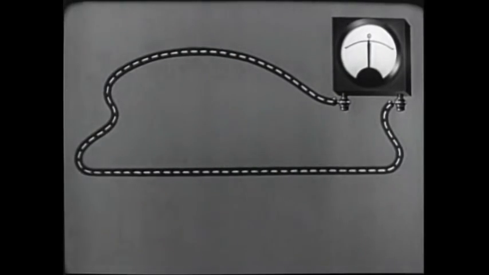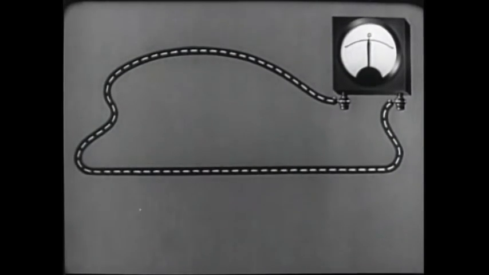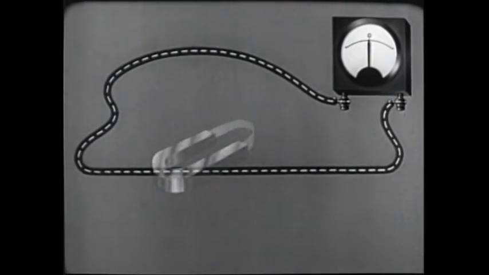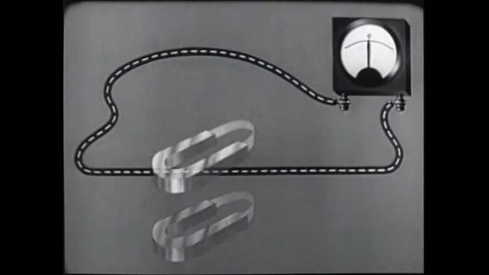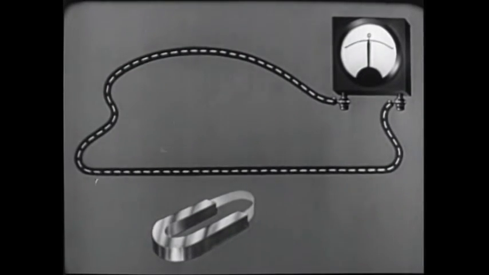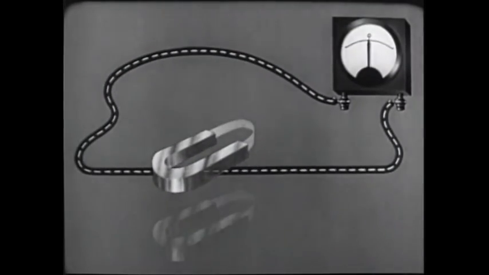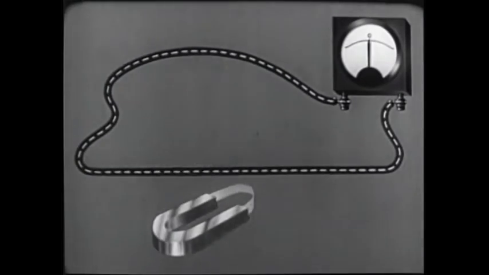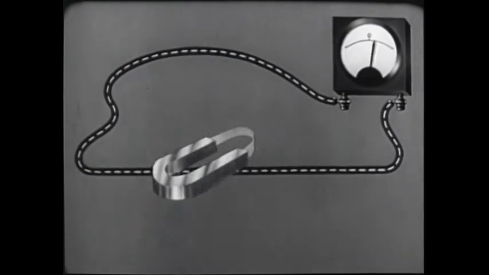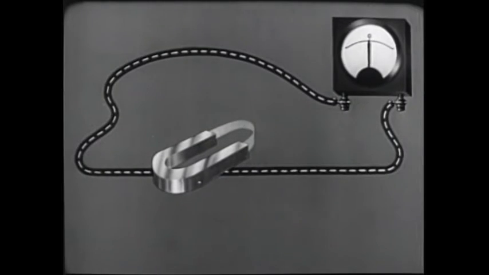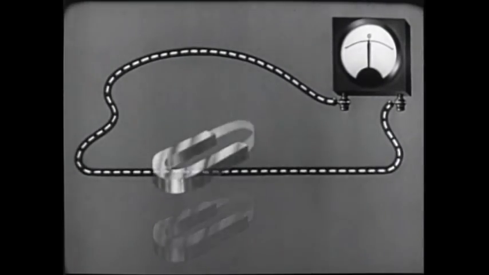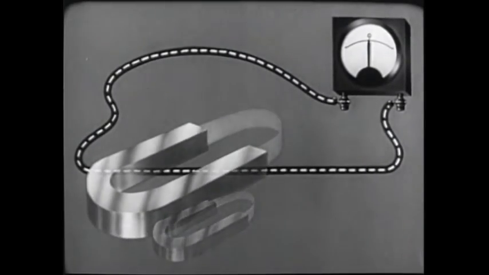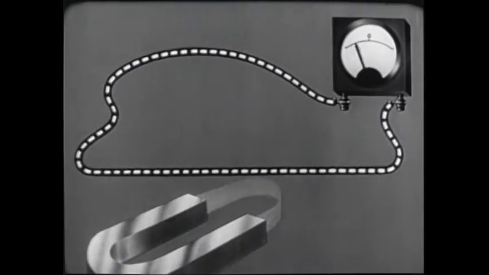If this wire is connected to a meter, we find there is no electric current flow. When the magnetic field is moved down, this meter shows current flow in one direction. If the magnetic field is moved up, the meter shows current flow in the opposite direction. We can change the amount of electric current flow in several ways. Move the magnet faster, more current flows. Use a stronger magnetic field, still more current flows.